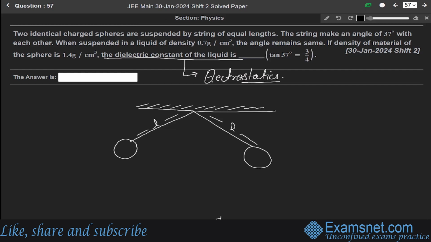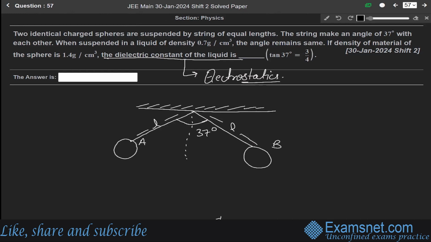The strings make an angle of 37 degrees with each other. Let us say this angle is 37 degrees. When suspended in a liquid of this density, the angle remains the same. Let us say this is sphere A, this is sphere B.